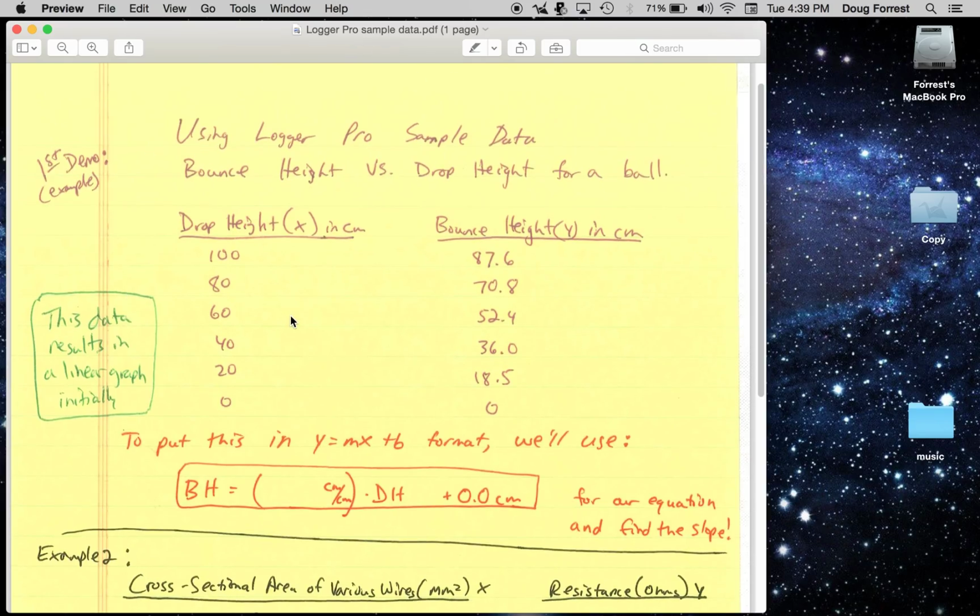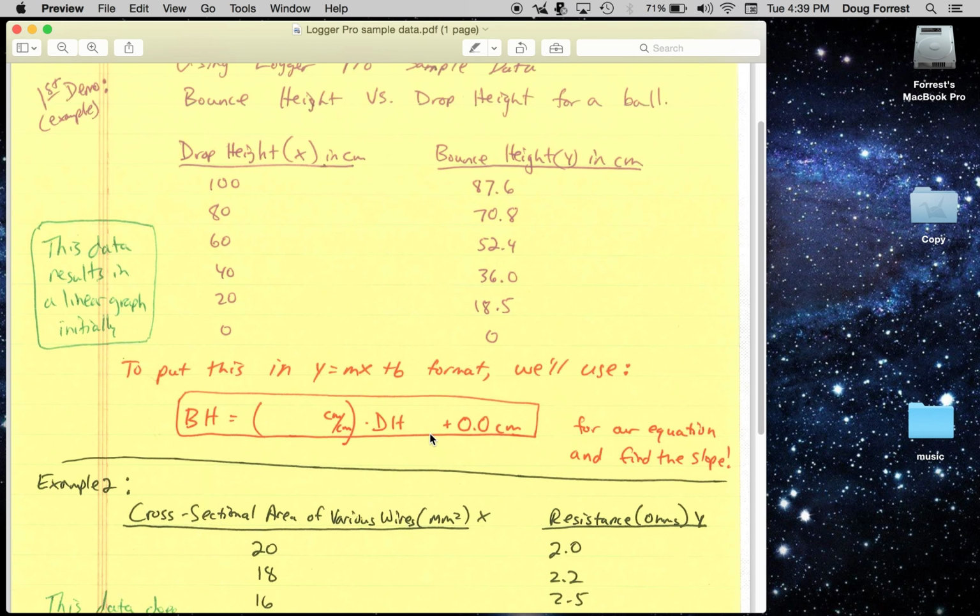The first graph we're going to do is from this data, and to put things in a y equals mx plus b format, for bounce height of a ball and drop height of a ball, it's going to be BH equals something times DH plus 0 centimeters, because we have a y-intercept of 0.